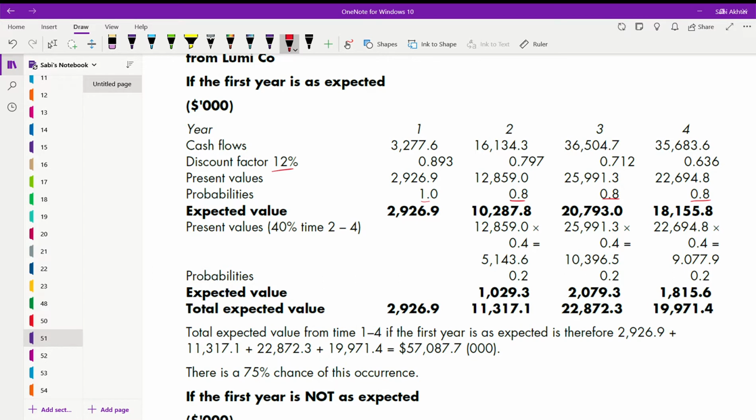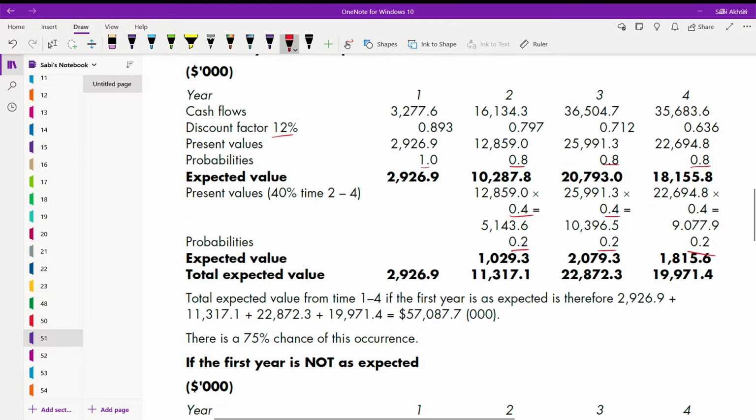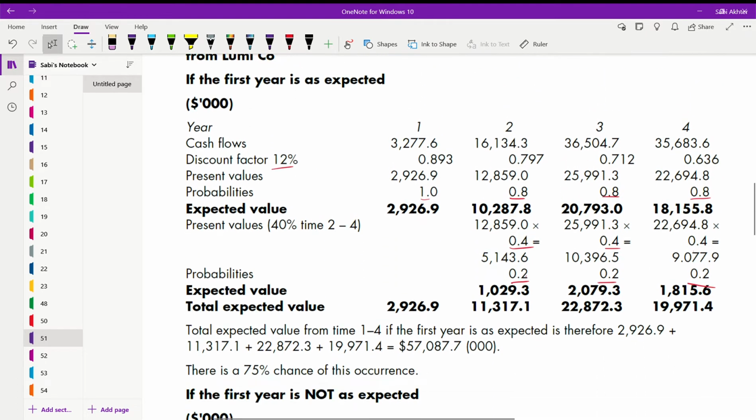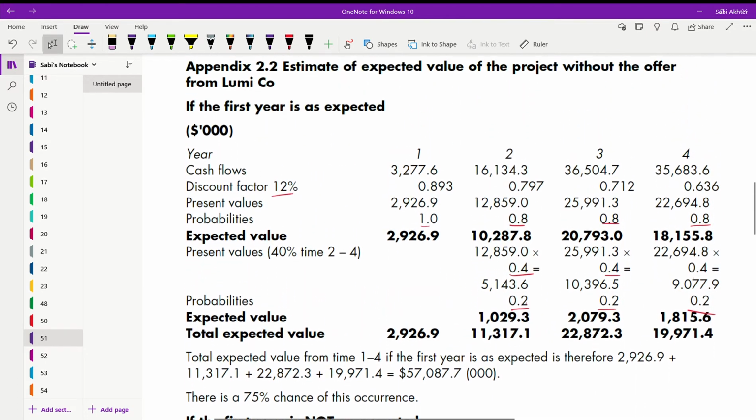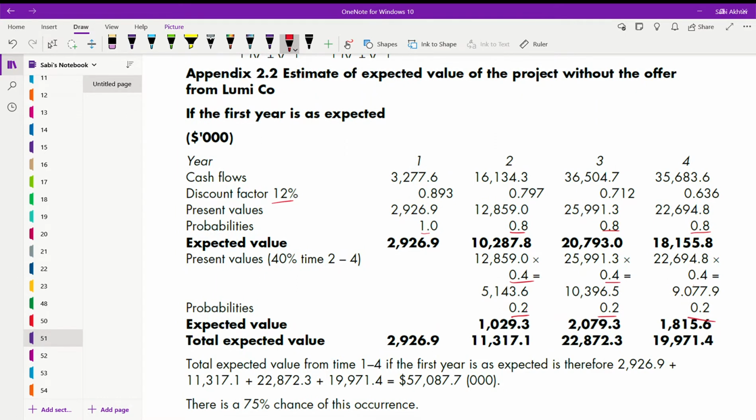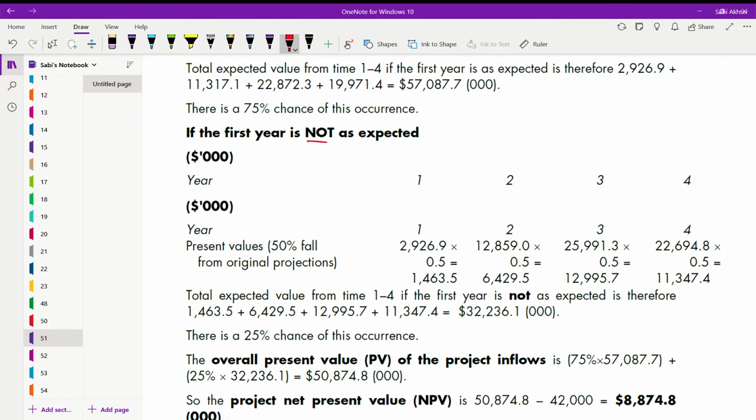So you have to find the expected value. And once you find the expected value, present times, 40 times from 2 to 4. And then, so total expected value, you should know. You add all, that is your total expected value. There's a 70% chance of this occurrence if the first year is not as expected. So if the first year is expected, value you have to find out. If the first year is not expected, then what is the present value? They told present value will fall 50% by the original. So just take 50% of it, add it, and this.